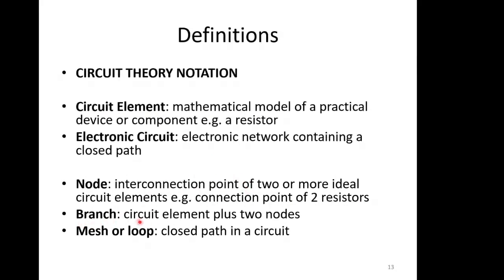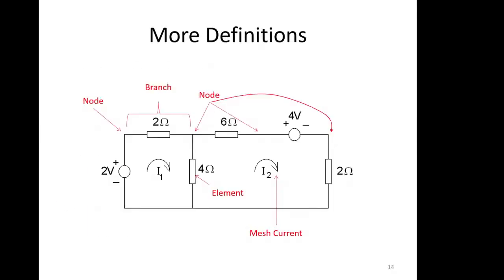And then a branch is a circuit element plus two nodes. Okay, so that's an element with two wires hanging off it. And then a mesh or a loop is where all these things come together to make a closed path in a circuit. Right, so there's lots of words, all very boring. What we need to do is have a look at a picture.